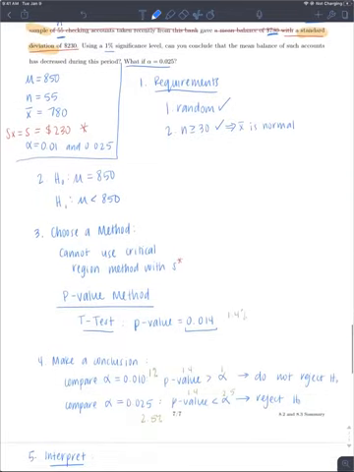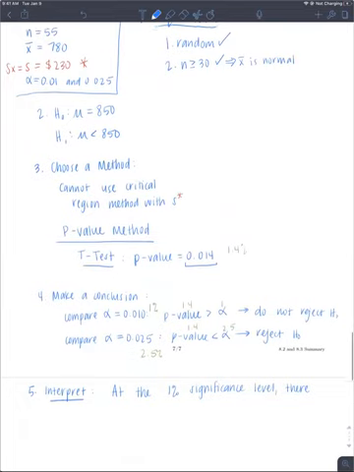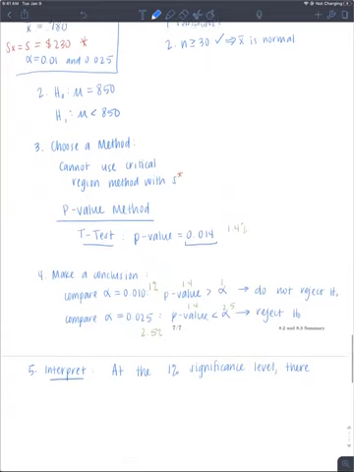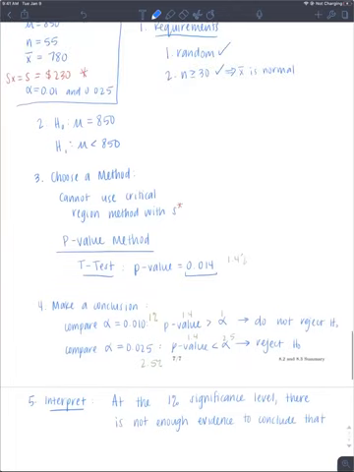And so at the 1% significance level, since I'm not rejecting it, I'm basically going to say there's not enough evidence to conclude that it's less than 850. And so there is not enough evidence to conclude that.